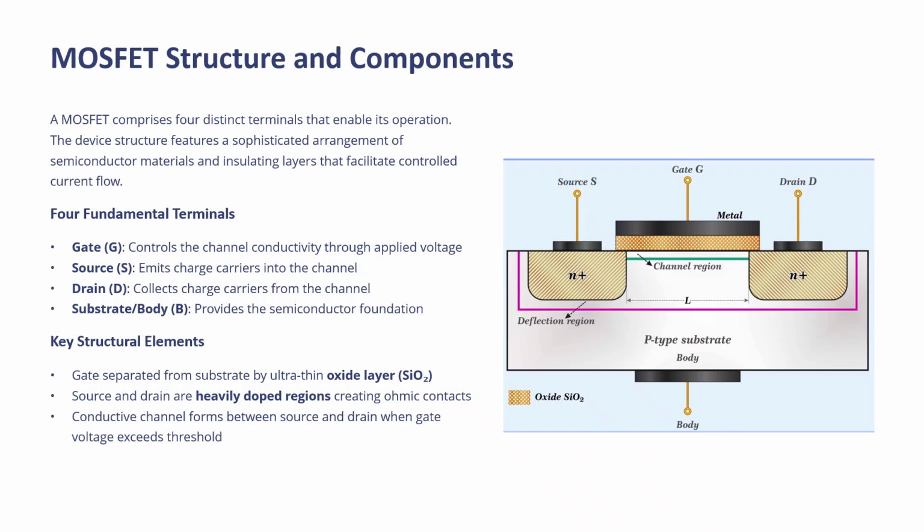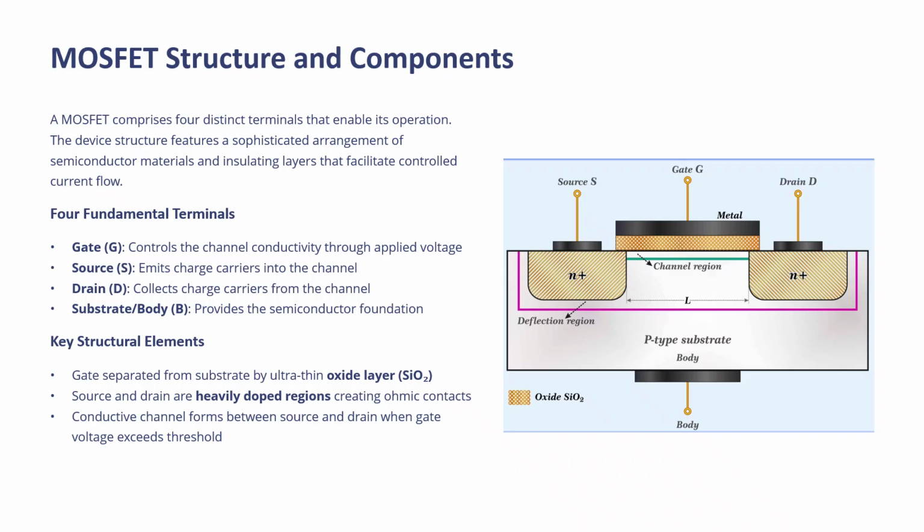So here are the MOSFET structures and components. A MOSFET comprises 4 distinct terminals that enable its operation. The device structure features a sophisticated arrangement of semiconductor materials and insulating layers that facilitate controlled current flow. So the 4 fundamental terminals of MOSFET are, firstly, the gate, the source, the drain, and the substrate or the body.